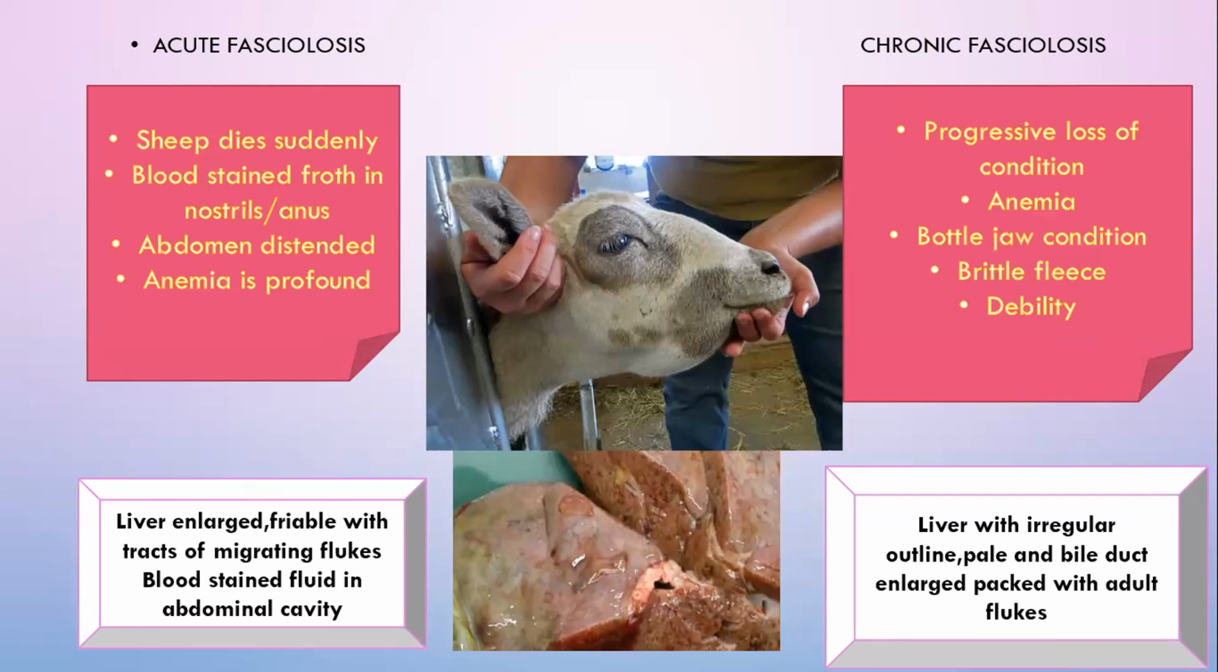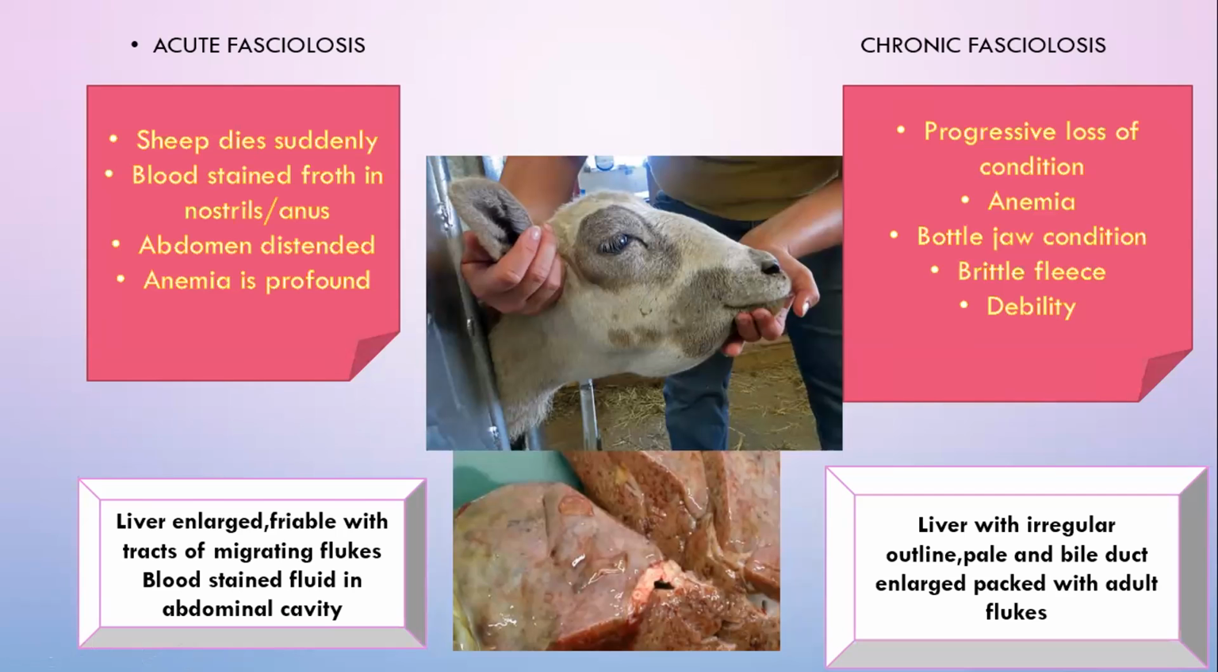Now a more common form is the chronic fasciolosis. Acute fasciolosis is a bit rarer than the chronic form. In the chronic form, there will be progressive anemia and loss of condition. Then an important clinical sign is the bottle jaw condition, which is seen due to hypoproteinemia. Then we can see that the flesh of the sheep becomes brittle, and a debilitating condition is seen.